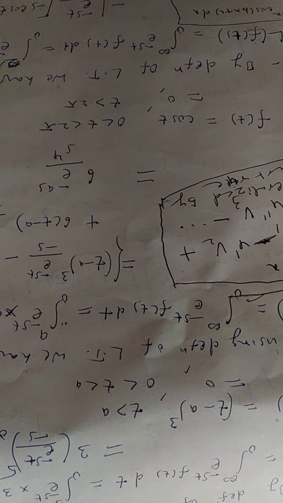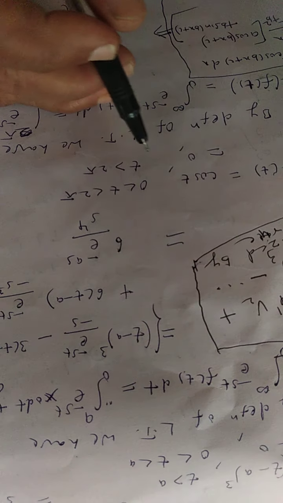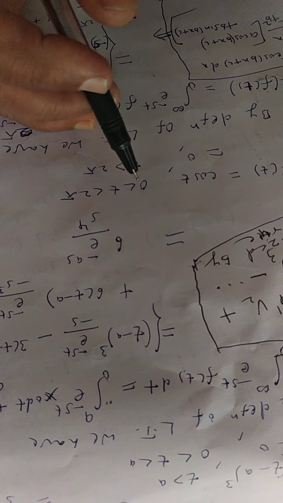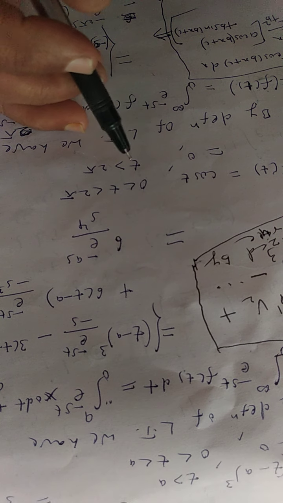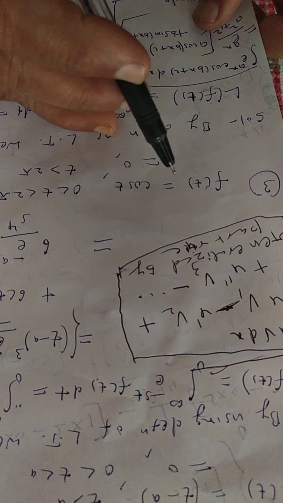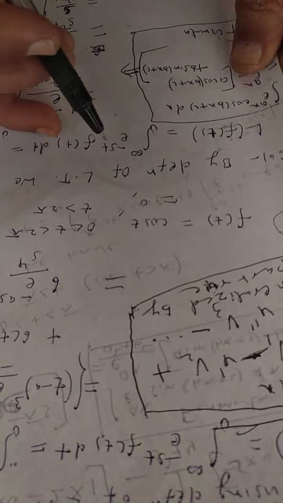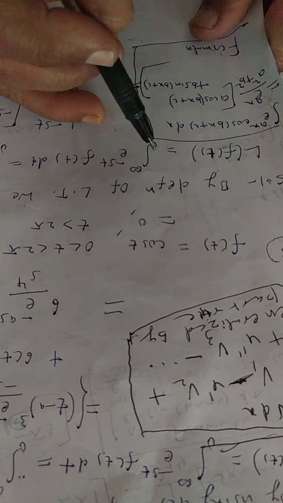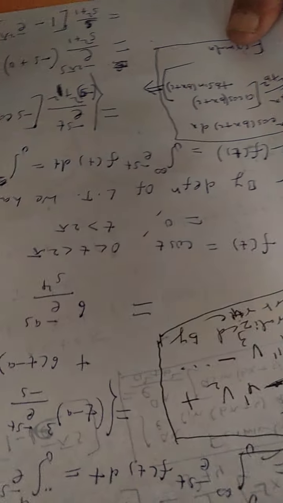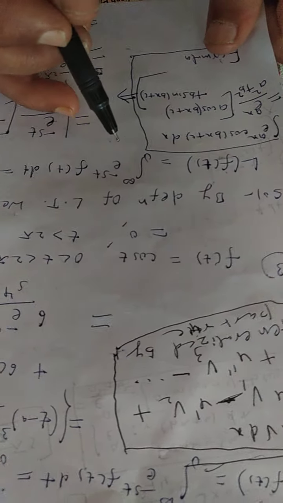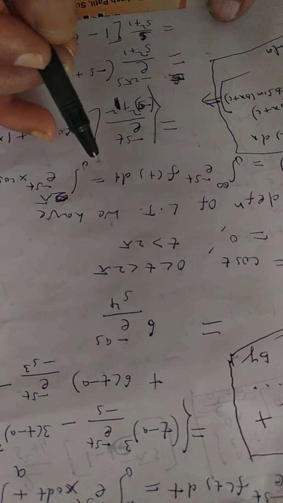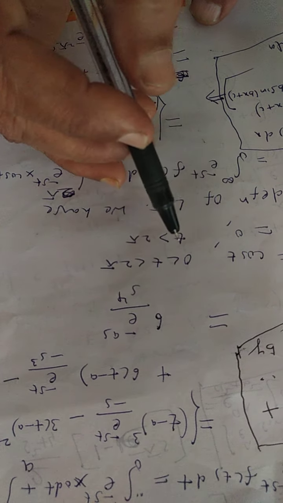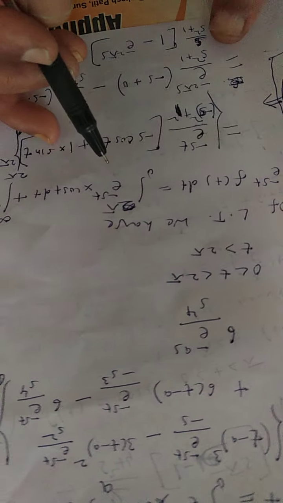Next example is f(t) equal to cos t, t lying between 0 and 2 pi, and when t is greater than 2 pi, the value of f(t) is 0. Again the starting step is same. By definition of Laplace transform, we have Laplace of f(t) equal to integral 0 to infinity e raised to minus st f(t) dt. Again the same thing, 0 to 2 pi and 2 pi to infinity.